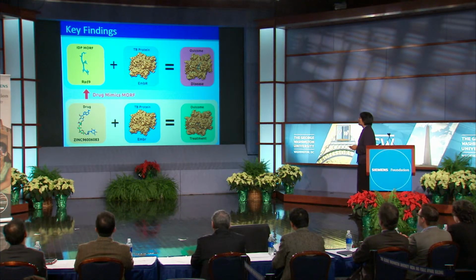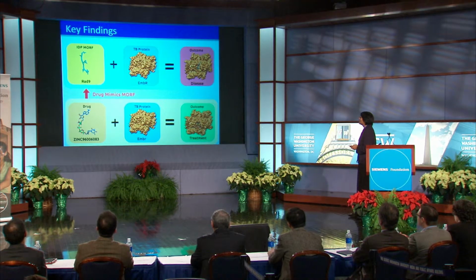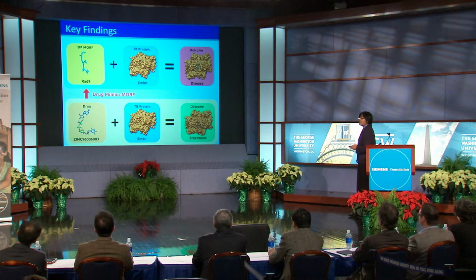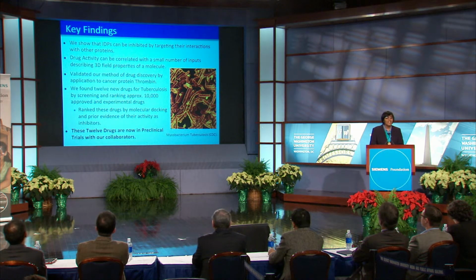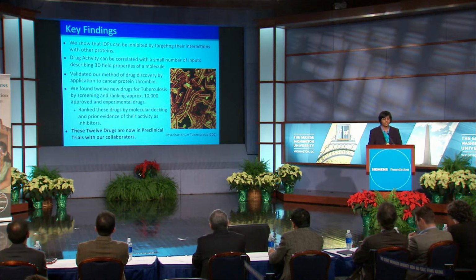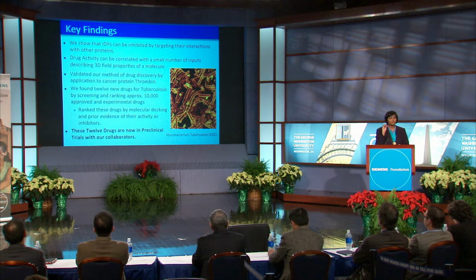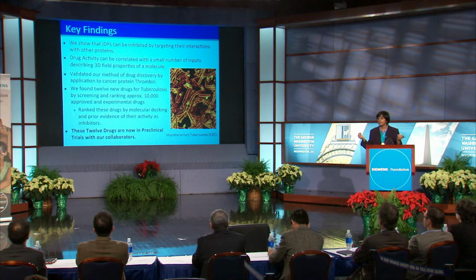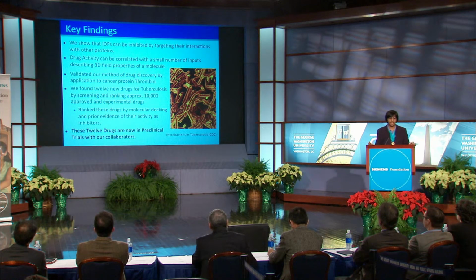So here I show one of our key findings, which is that while an IDP morph binds to an ordered protein and leads to disease, by finding a drug that mimics this IDP morph, we can bind to an ordered protein and instead lead to treatment. So we show that IDPs can be inhibited by targeting their interactions with other proteins, and that drug activity can be correlated with a small number of features describing the 3D field properties of a molecule. We validated our method of drug discovery by applying it to the cancer protein thrombin, and we are working on applying our method to find new antivirals to combat Ebola.